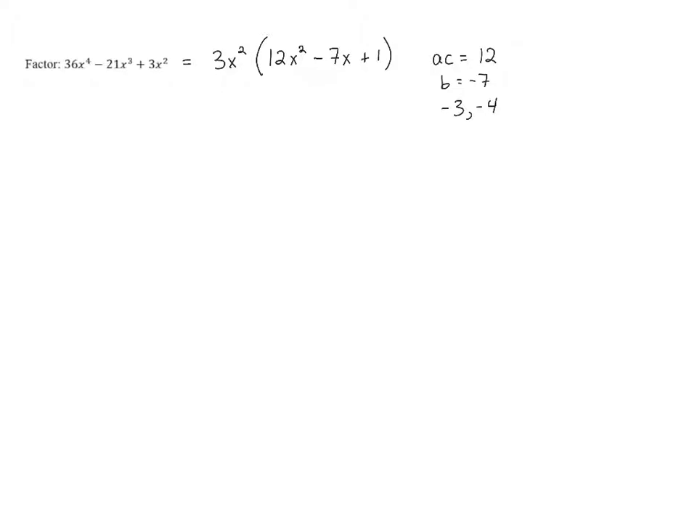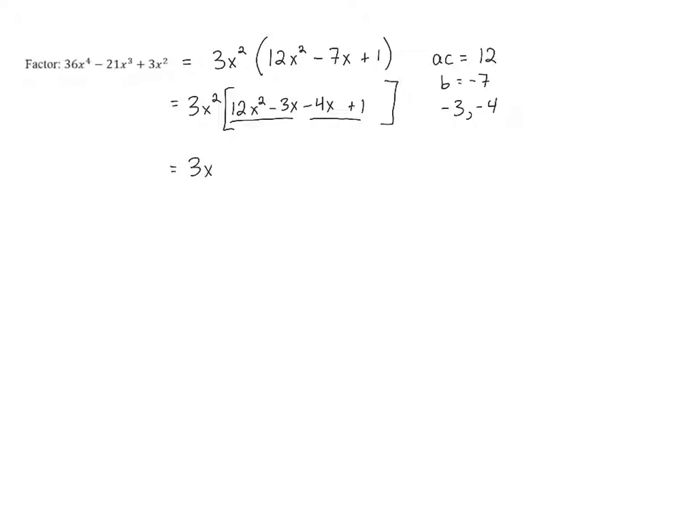So now that we have those, we can split the middle term. We're going to keep the 3x squared outside, and we're going to switch those parentheses to brackets, just to make everything easier to read. And then on the inside, we've still got the 12x squared, but that negative 7x is going to become a negative 3x minus 4x, and then plus the 1. Now that we have four terms inside the brackets, we can factor by grouping.